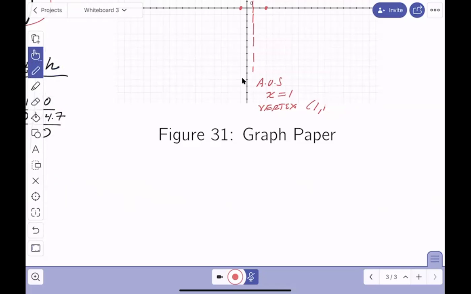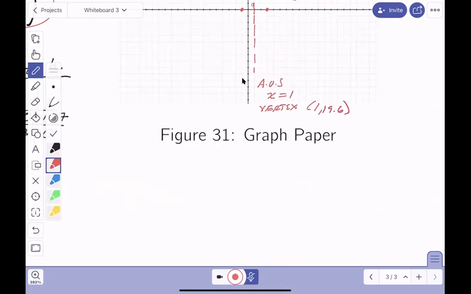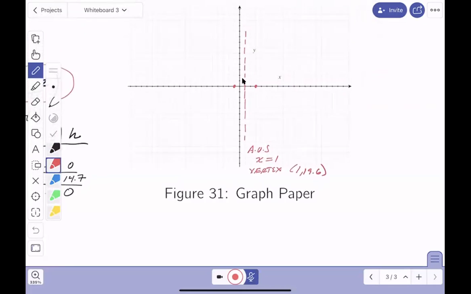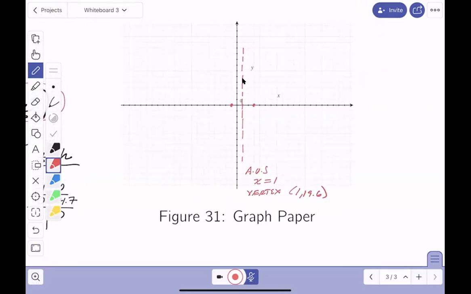And 19.6, right? I realize some students will argue this is just so much work. I don't think I'd ever get through the problem. But I get to 19.6.